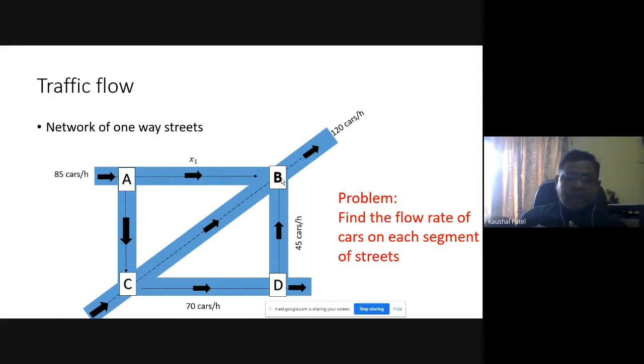The other data is not given, so we can make variable names there. From A to B, there are X1 cars. From A to C, we have X2 cars. From C to B, we have X3 cars. X4 cars may enter from this particular region. Is there any left? Yes, X5 cars may leave from this particular place. Whatever information we have, we put it there, and where information is not available, we put variables. So here X1, X2, X3, X4, and X5 are the variables, and 85, 120, 70, and 45 are the data already available. With this data, we have to find the values of these constants.